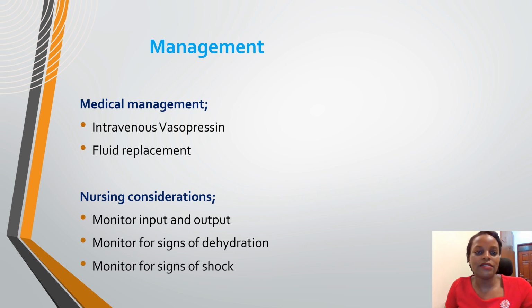So how do we manage people who are passing out urine excessively, people with diabetes insipidus? The medical management is to replace that hormone or something similar to that hormone, and in this case we have intravenous vasopressin. This is given to act as ADH and hence retain more water than would have been passed. Also, since they are passing out a lot of water, we need to replace the fluids so that these people can get into balance.